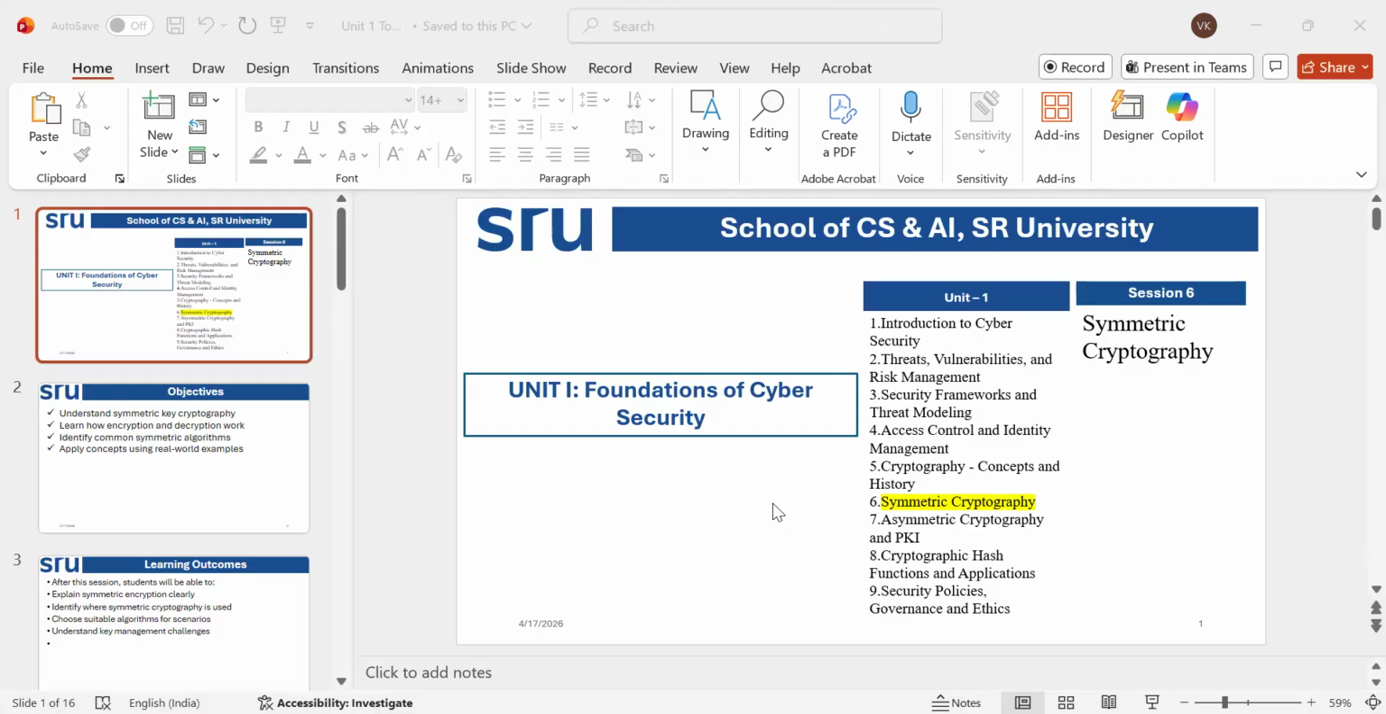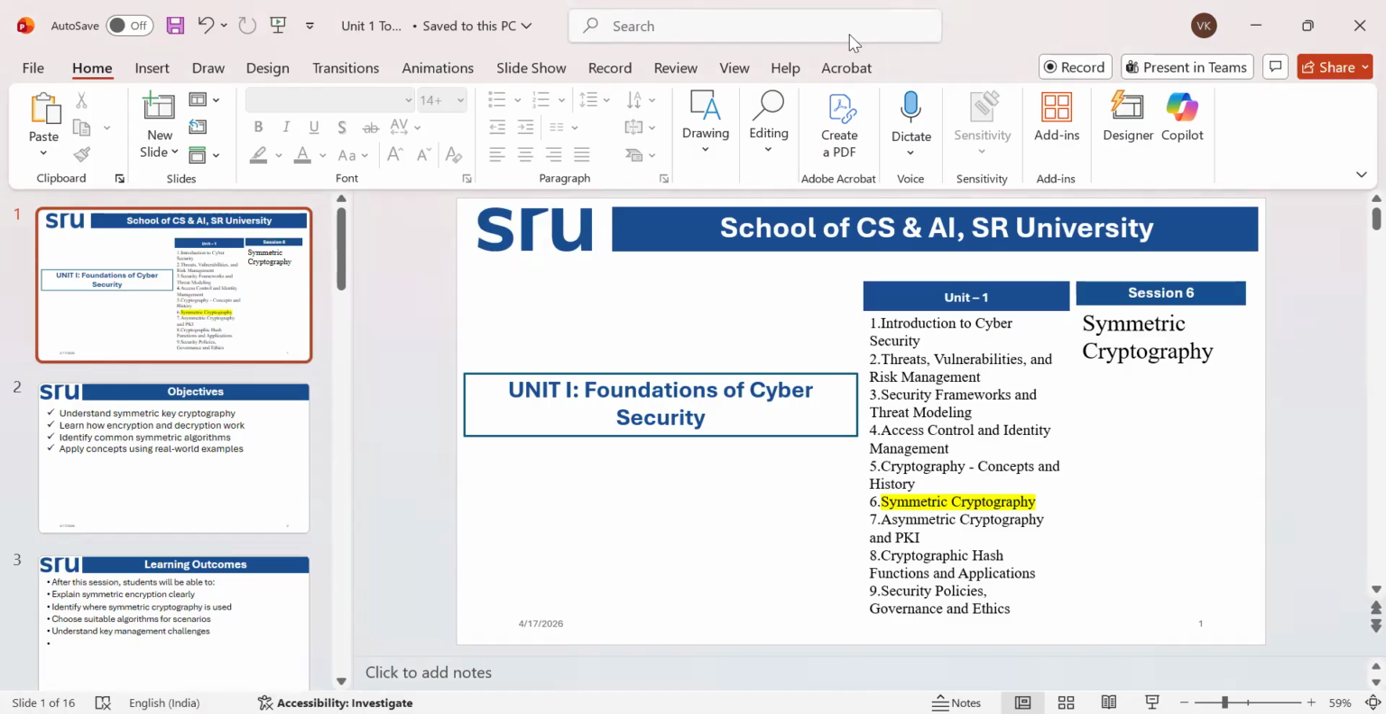Hello everyone. Today we will discuss the next topic, that is symmetric cryptography. In the last class, we discussed cryptography, what cryptography is and why we need it. So we will recall that in a few minutes, then we will come to symmetric cryptography.